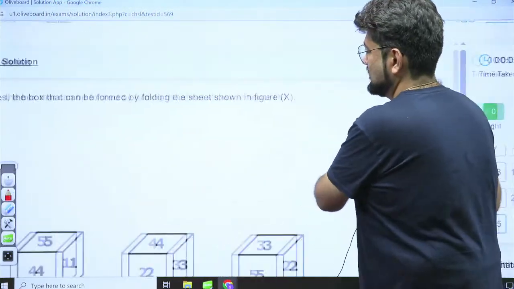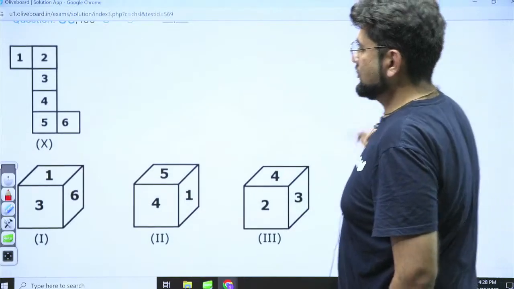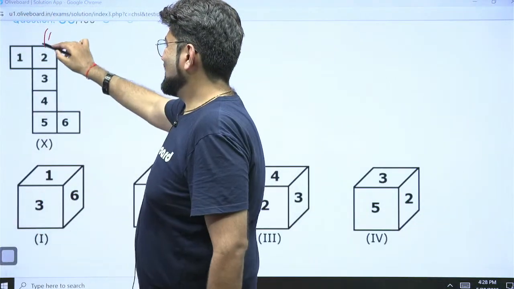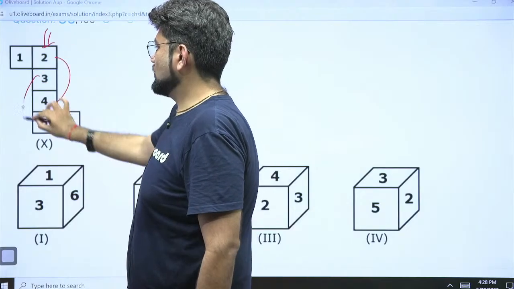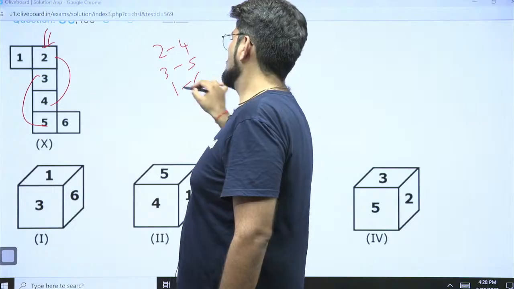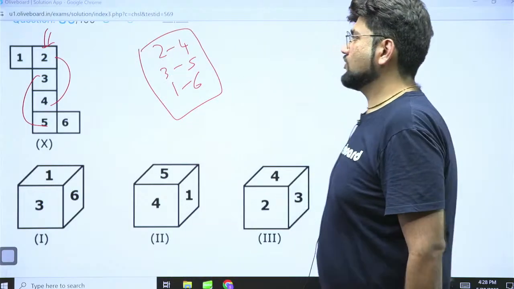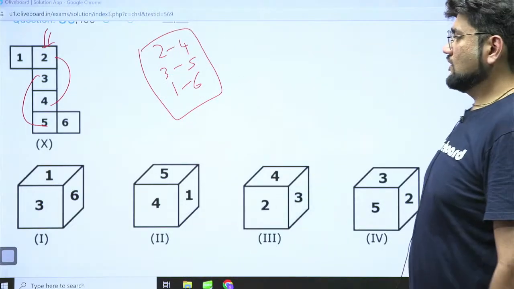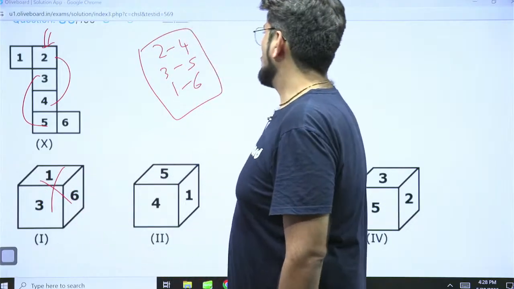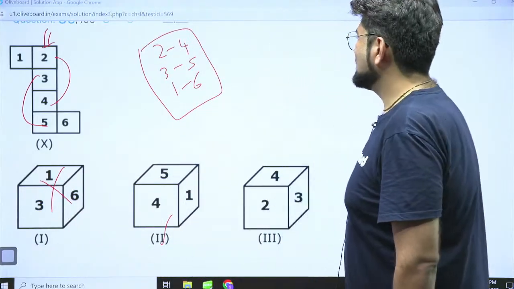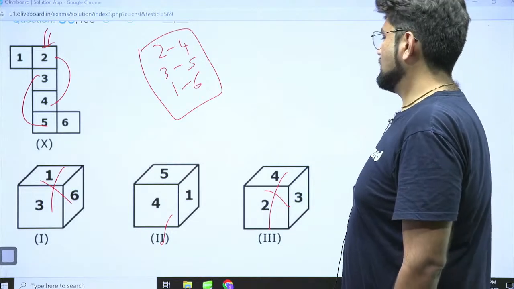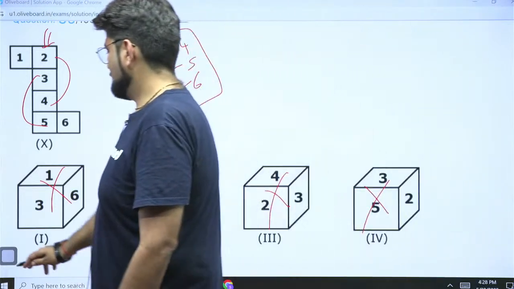Last question. Which box can be formed? So longest vertical line, 2 opposite to 4, 3 opposite to 5, and 1 is opposite to 6. Your cube which will be formed will be from one face from each level. So 1, 3, 6 cannot be formed because 1 and 6 are together. 5, 4, 1 can be formed. 4, 2, 3 cannot be formed because of 4 and 2. And 3, 5, 2 cannot be formed. So only 2 will be formed.